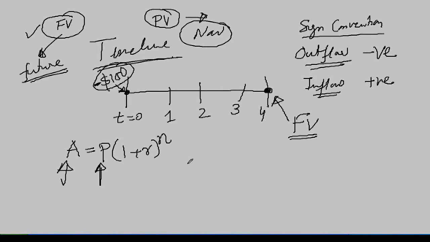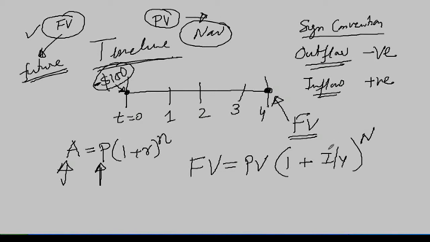Okay, the same way we can construct another formula. We can write FV will be equal to PV, where FV is the future value and PV is the present value, into 1 plus I/Y to the power n. In CFA you will see that instead of R we use the term I/Y. I/Y is nothing but the interest rate per period, and n is the number of periods.